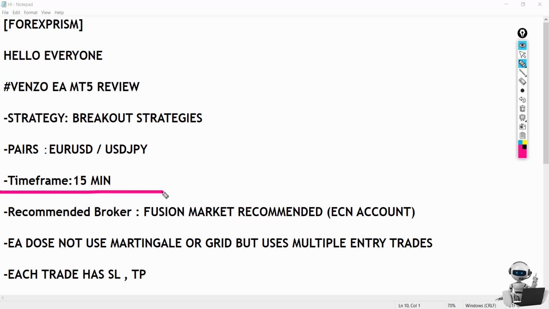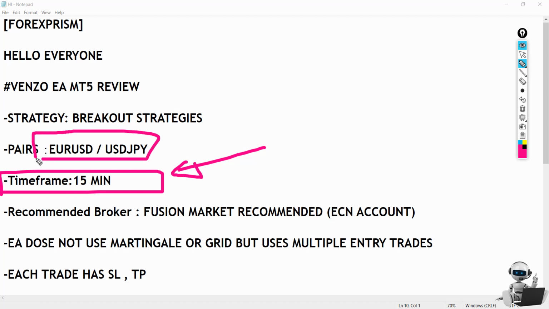The time frame for this EA is 15 minutes. Of course, since it is a breakout system, it will be working on a shorter time frame, so that's why 15 minutes is an amazing time frame. For pairs, it works on one or two of my favorite pairs, which are Euro US dollar and USD JPY. These are the most reliable pairs for forex trading.